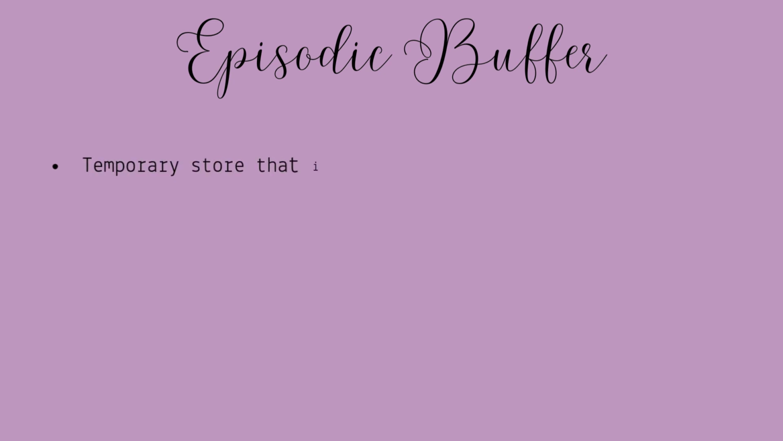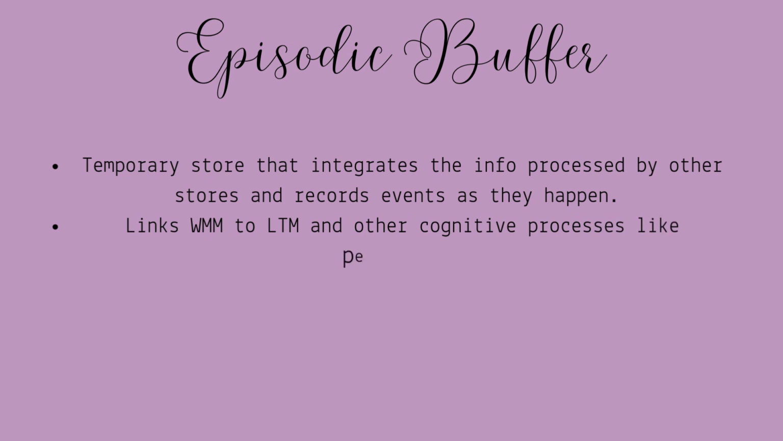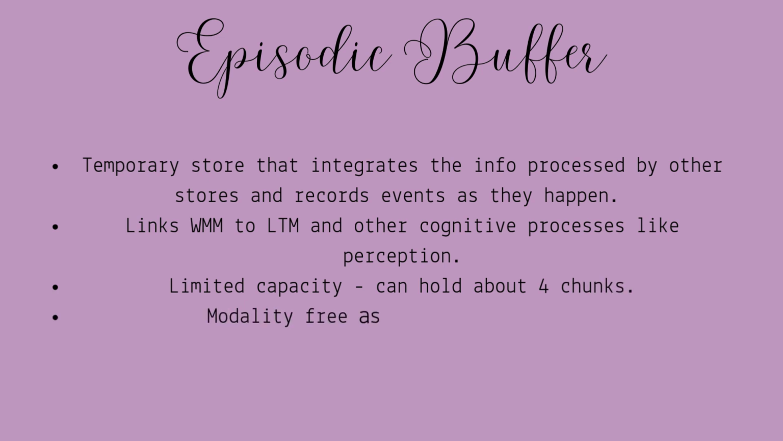So, finally, we're going to be taking a look at the episodic buffer. This is what ties in all the other components of the working memory model together. So, you need to know that it's a temporary store that integrates the information processed by other stores and records events as they happen. So when an event happens in a different part of the working memory model, the episodic buffer will record it and integrate that information.